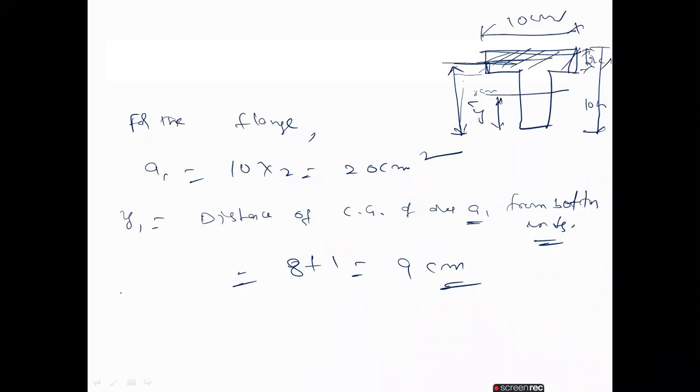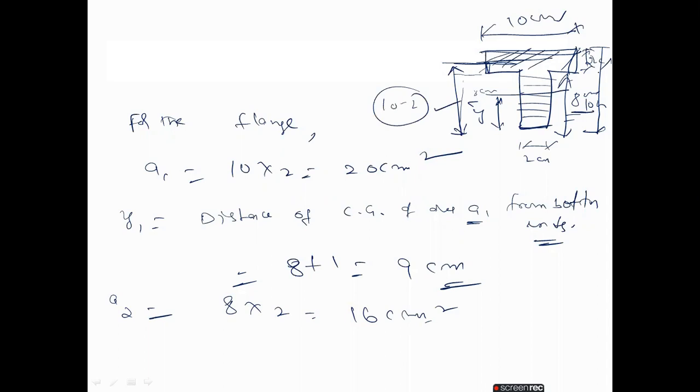Same like that, I will calculate A2. For the web, this is 2 centimeters and this value is 8 centimeters. So A2 is 8 into 2, I will get 16 centimeters square. How I got this 8 means 10 minus 2: this is total 10, and I am removing the flange of 2 centimeters. Same like that, Y2 is nothing but 8 by 2, so I will get 4 centimeters.